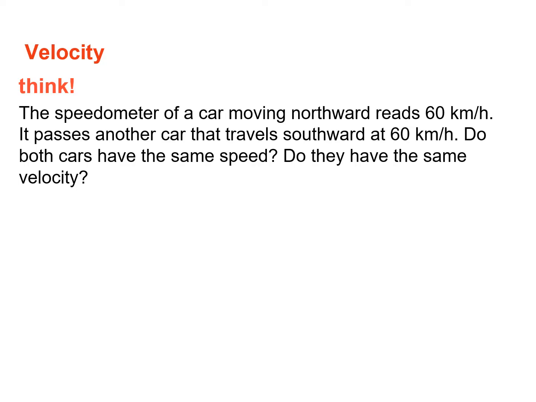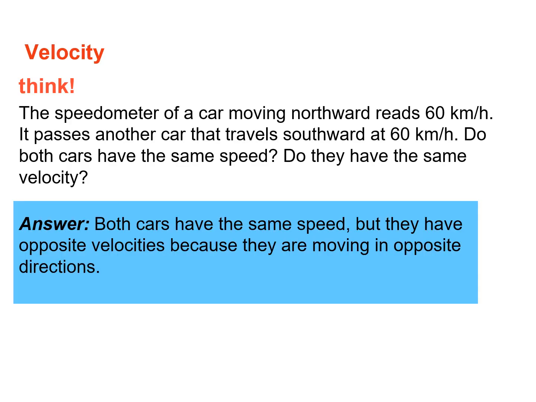So imagine this scenario. The speedometer of a car moving northward reads 60 kilometers per hour. It passes another car that is traveling in the opposite southward direction at 60 kilometers per hour. Do both cars have the same speed? Do they have the same velocity? They do have the same speed, but they do not have the same velocity. In fact, you could say that they have opposite velocities because they are moving in opposite directions.